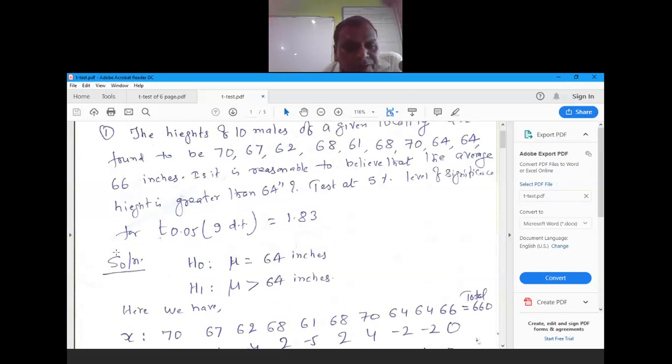Write here, in the paired t-test, t is equal to... So when we apply the paired t-test, that is n1 is equal to n2. In this situation, our samples are not independent of each other. So in this situation, we apply the paired t-test, that is t is equal to d bar divided by s upon root n with n minus 1 degrees of freedom.